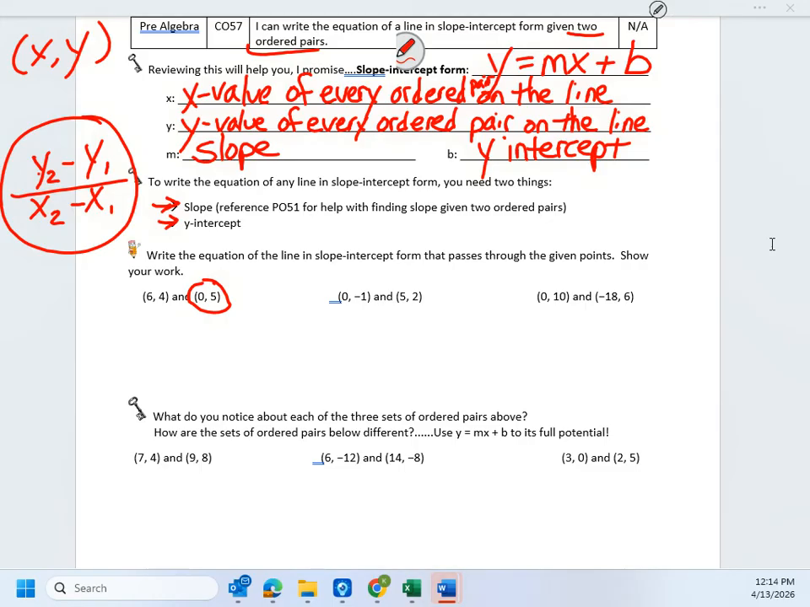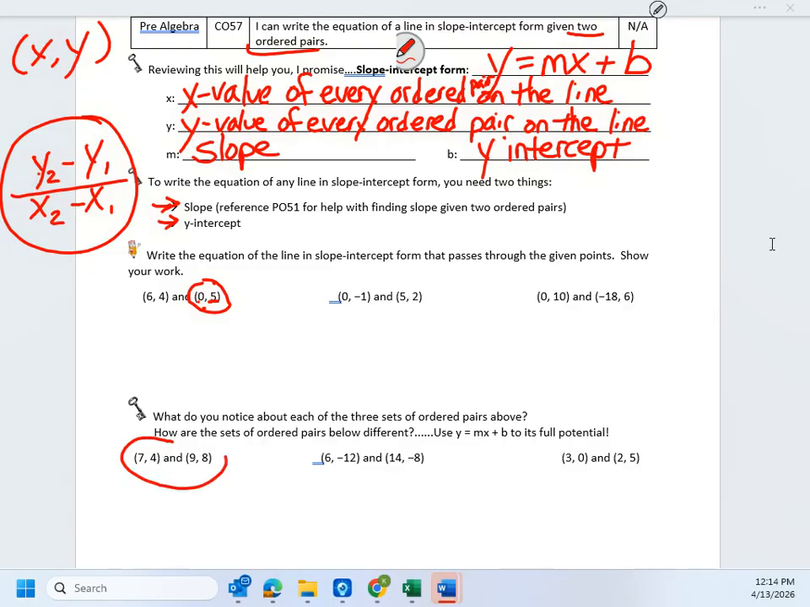Right here, what I circled. 5. Right? Because x is 0, we know the y-intercept is the 5. Sometimes you're given an easy ordered pair. Not every time. So we're going to figure out how to find that y-intercept when it's not given to us.